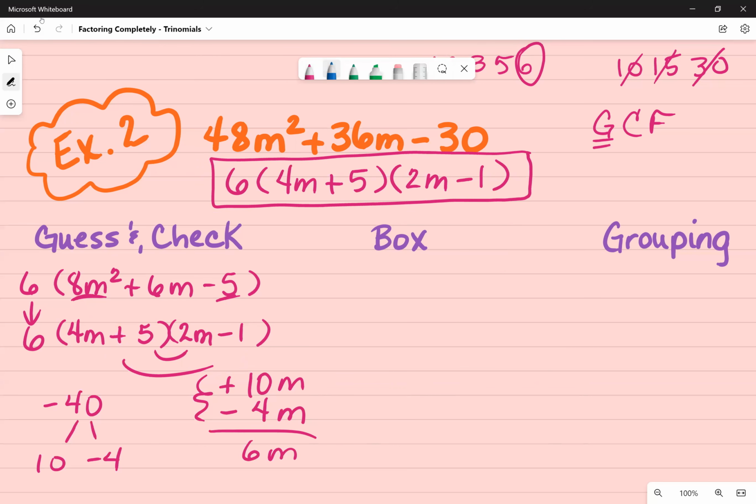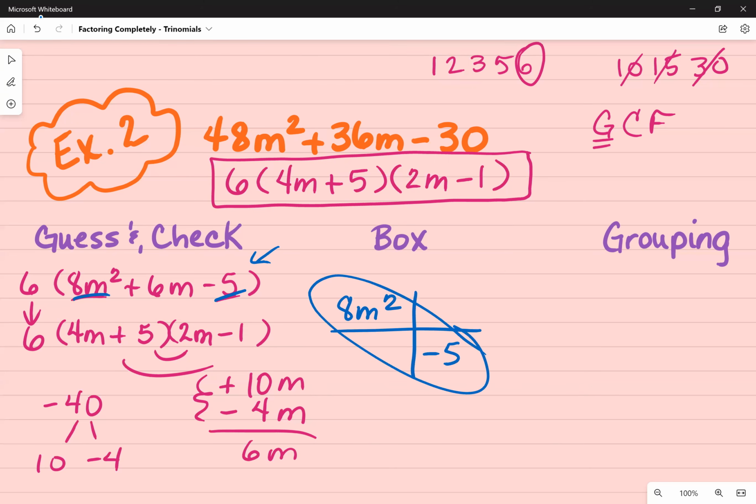Let's try the box method this time. For my box, I am going to use this version because, again, if I use those big numbers, which I'm going to do for grouping, it will just be a big mess. So my new A term is 8m squared. And my last term is negative 5. I'm multiplying those two numbers, which I've already done over here. It's negative 40, and I'm trying to find two factors that will not only multiply to give me that, but they will add to give me my new B, which is positive 6. So we've already found that with our guess and check.